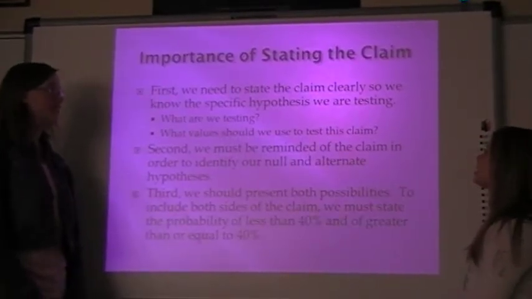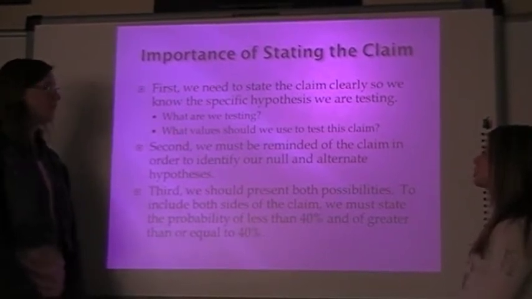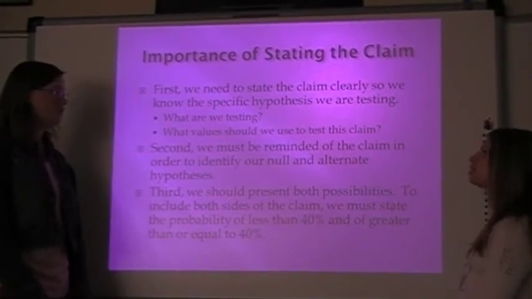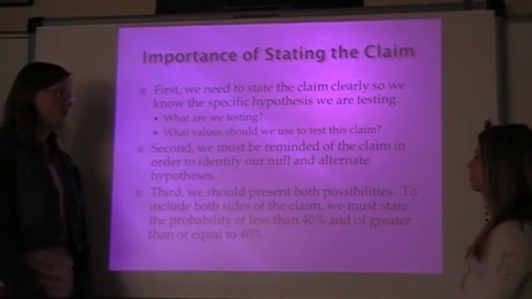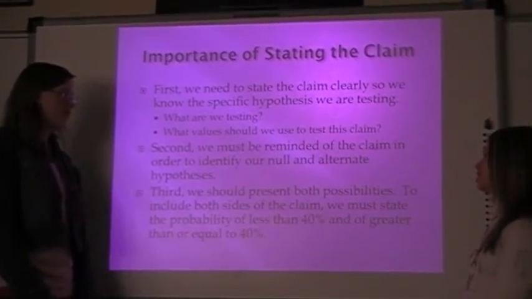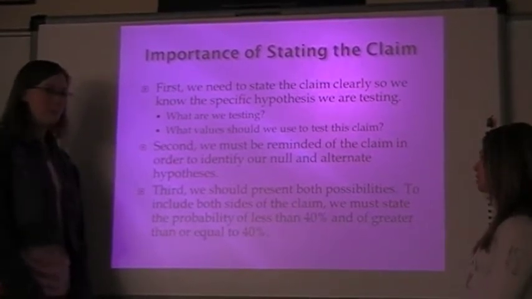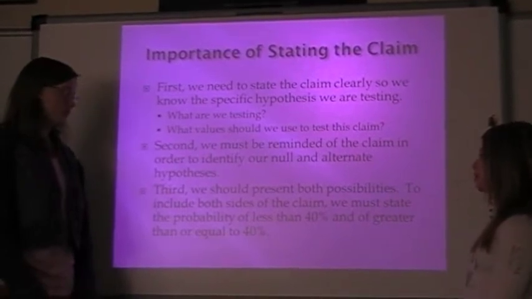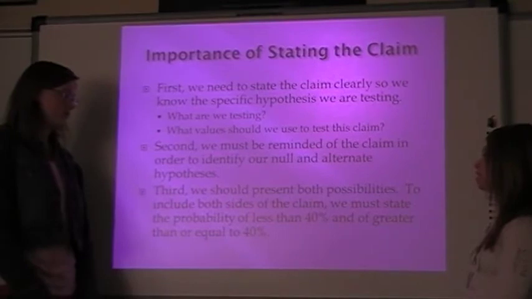Importance of stating the claim. First, we need to state the claim clearly so we know the specific hypothesis we are testing. What are we testing? What values should we use to test this claim? Second, we must be reminded of the claim in order to identify our null and alternative hypothesis. Third, we should present both possibilities. To include both sides of the claim, we must state the probability is less than 40% and greater than or equal to 40%.